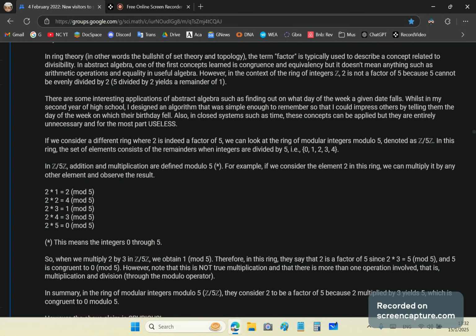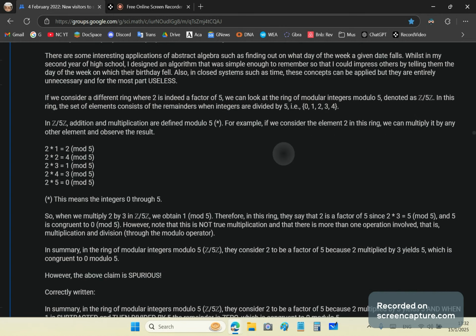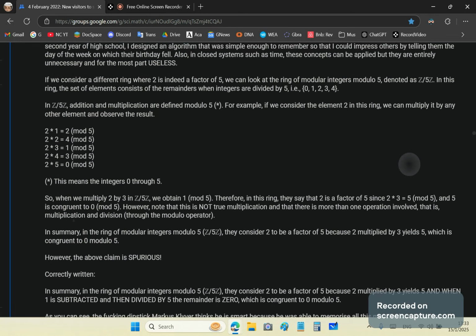So there are some interesting applications of abstract algebra, such as finding out on what day of the week a given date falls. But to be honest, it's quite fruitless, really. So when I was in my second year of high school, I designed an algorithm that was simple enough to remember so that I could impress others by telling them the day of the week on which their birthday fell. Also, in closed systems such as time, these concepts can be applied, but they are entirely unnecessary and, for the most part, get this, useless, by the way. There's no use to this garbage in any field of STEM.